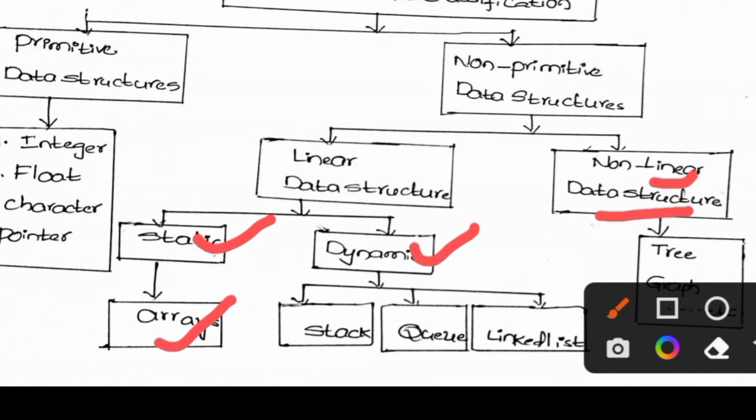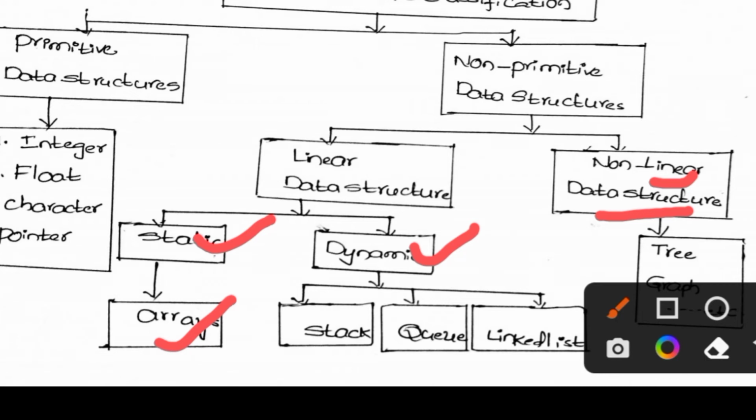The best real-time example for an array is the contacts in your mobile. The contacts memory size is fixed. So that uses the array data structure, which is a static data structure. The memory is fixed before you store contact details in it. That's why the contact application comes under the array data structure.